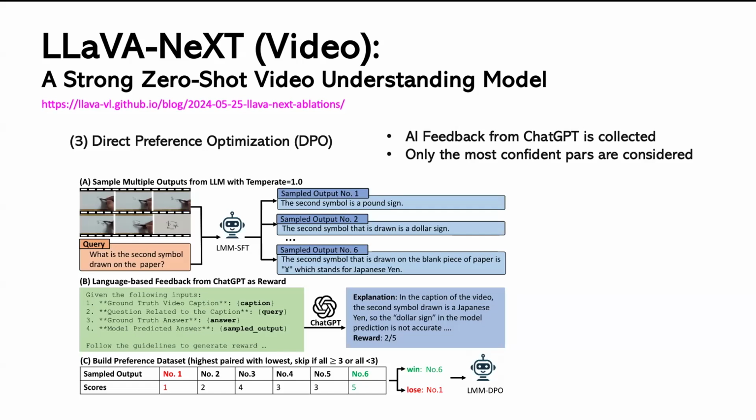For example, for a video, we have 6 responses, and we ask ChatGPT to provide scores from 1 to 5, and we only select the most confident pairs. It means that for scores that are similar, we will not use this sample. And only when there's a large gap when rating these responses, we will use this pairwise data for DPO.